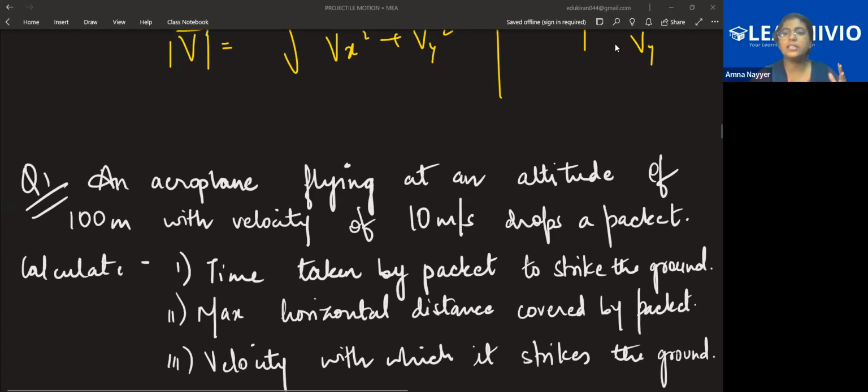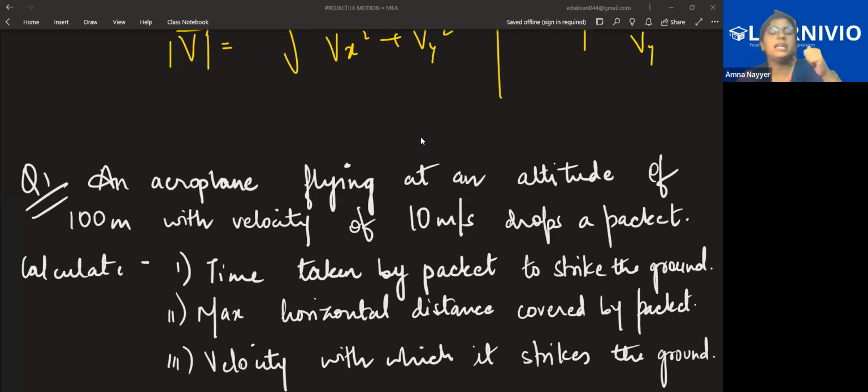Now see, this question says an aeroplane flying at an altitude of 100 meters with velocity 10 meter per second drops a packet. Now, if anything is being dropped by the helicopter, that particular packet or object will be acquiring the same velocity as that of the helicopter. That gives you a hint about the initial velocity of the packet.